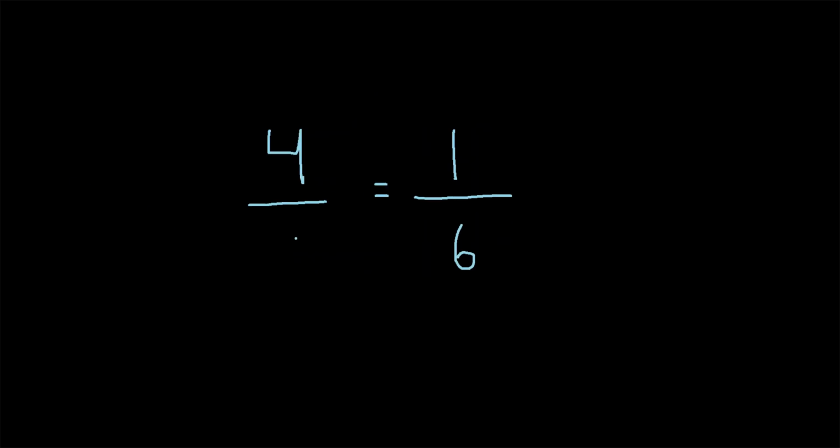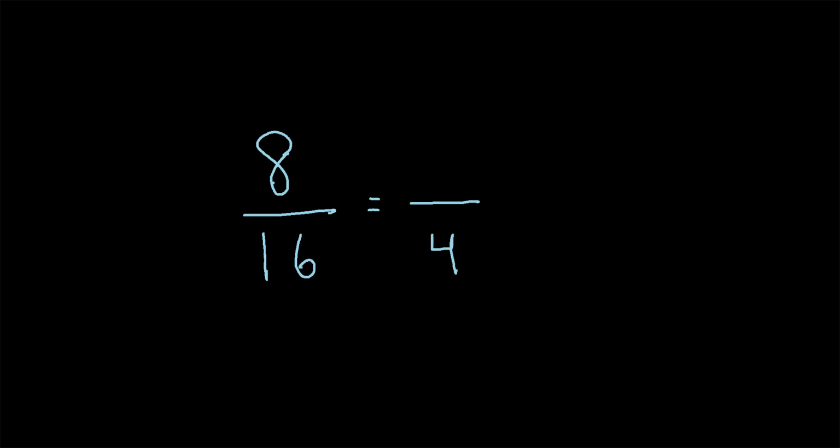Let's say we have 4 over some number is equal to 1 over 6. How can we figure out what this number is here? Well, we'll notice in this example, both numerators are present. This fraction has a numerator of 4, and this fraction has a numerator of 1. So to go from 1 to 4, what do we have to do? We have to multiply by 4. So let's write that, times 4. So to go from this 6 to this denominator, we can also multiply by 4. So 6 times 4 is 24. So that's our answer. So 4 over 24 is equivalent to 1 over 6.